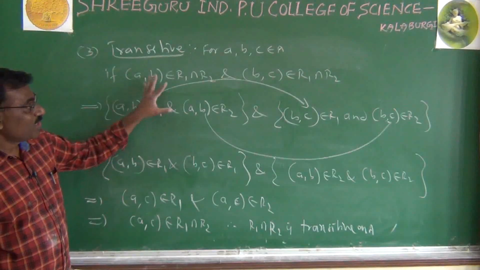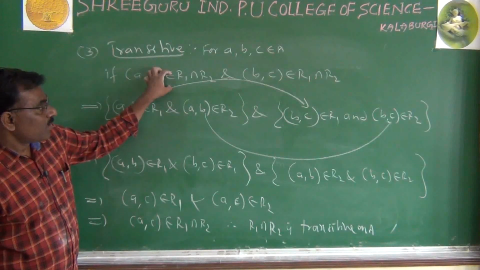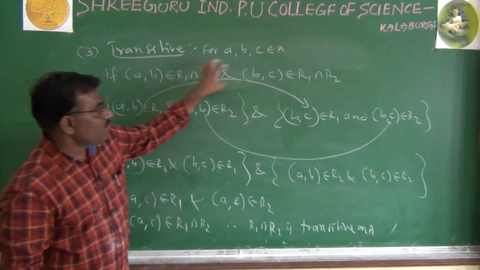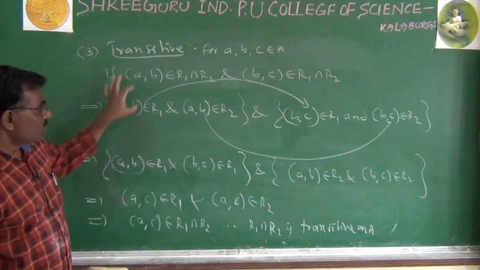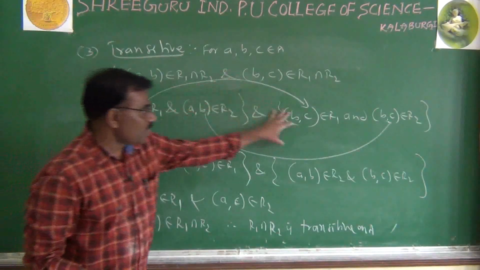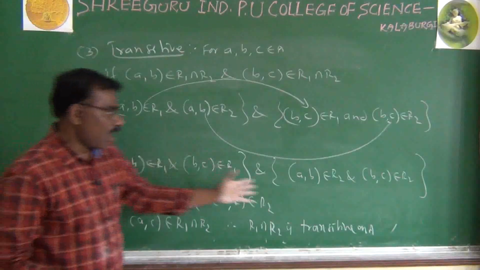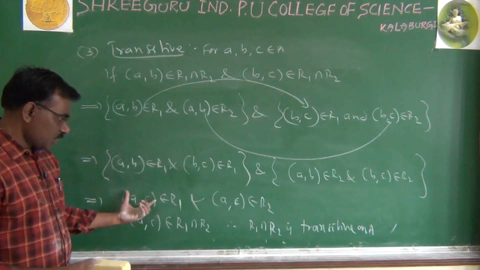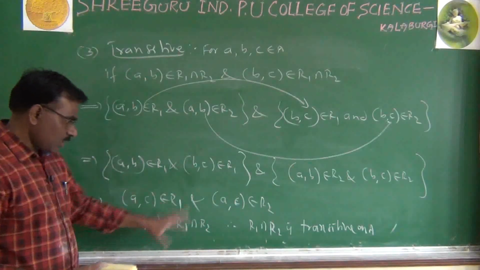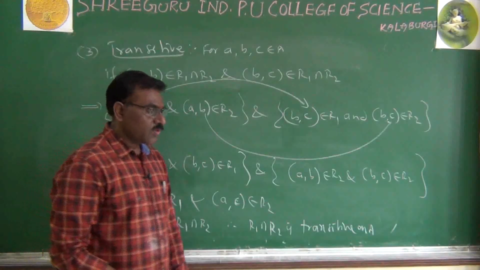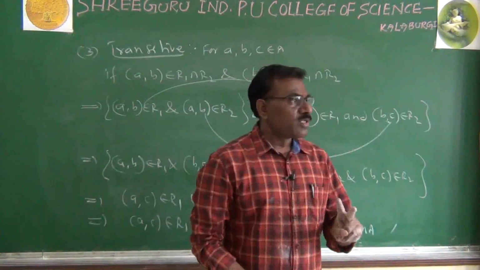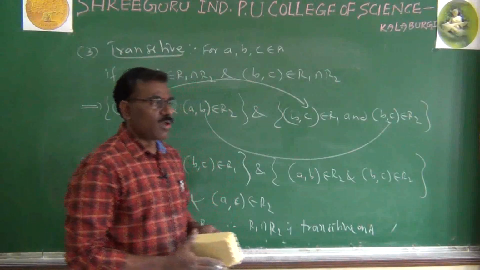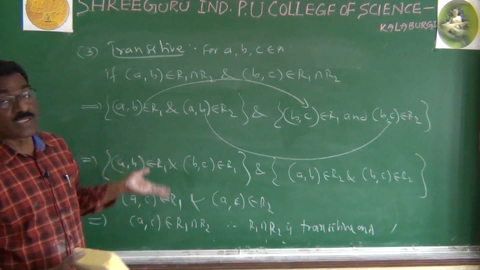So repeating, what is the output? a, b in the intersection and b, c in the intersection. Here you take R1 separately and R2 separately. Using transitivity, a, c belongs. So remember: when two equivalence relations are given, the intersection is always an equivalence relation.